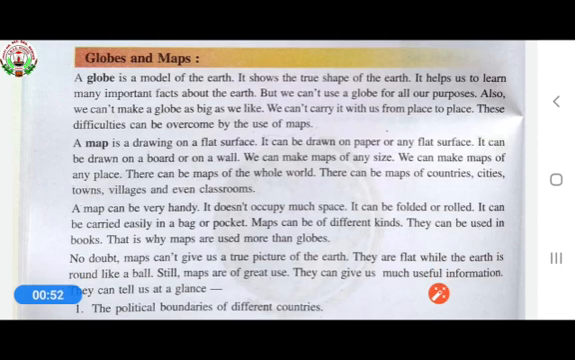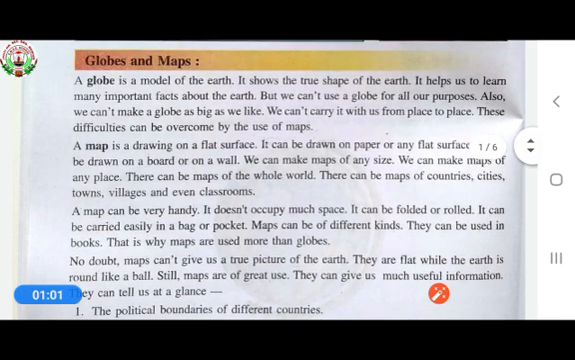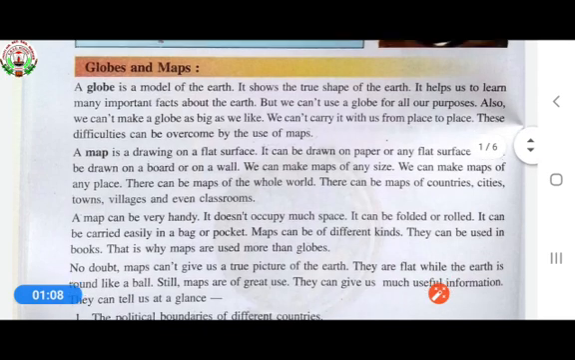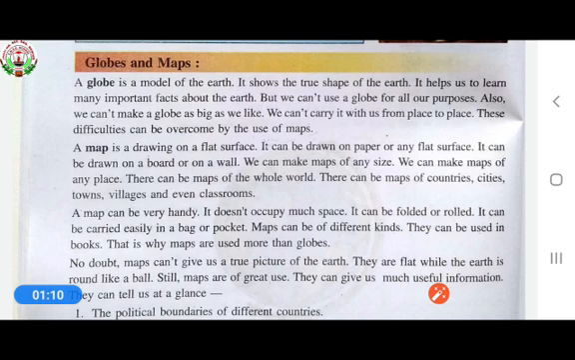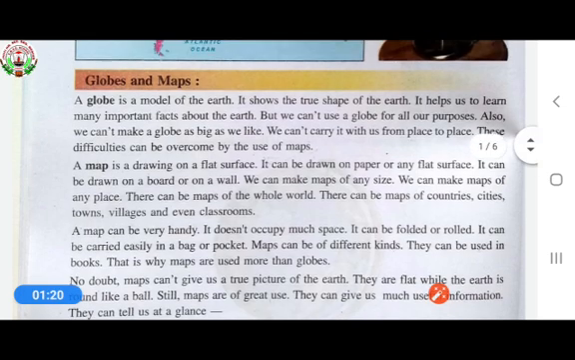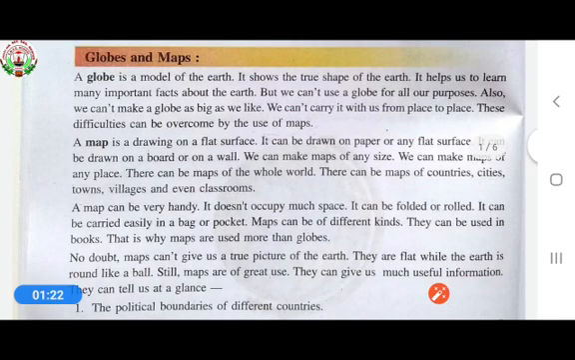A globe is a model of the earth. It shows the true shape of the earth. It helps us to learn many important facts about the earth. But we cannot use the globe for all our purposes. Also, we cannot make a globe as big as we like. We cannot carry it with us from place to place. These difficulties can be overcome by the use of maps.